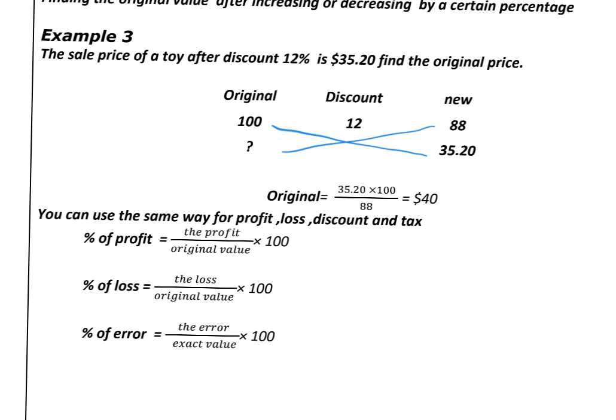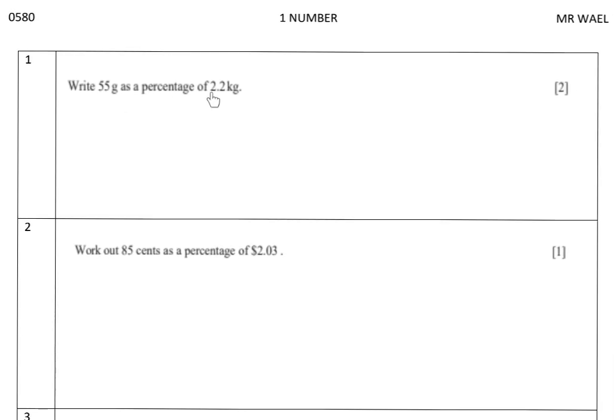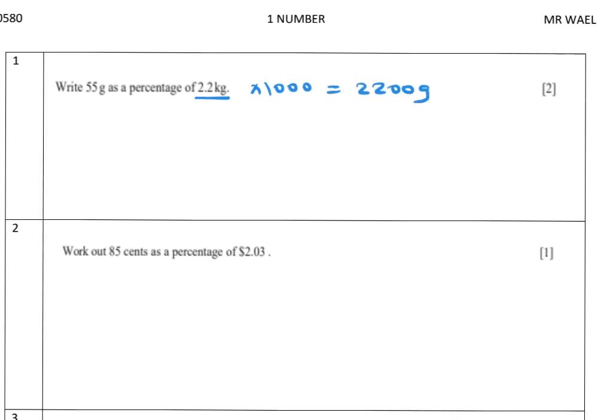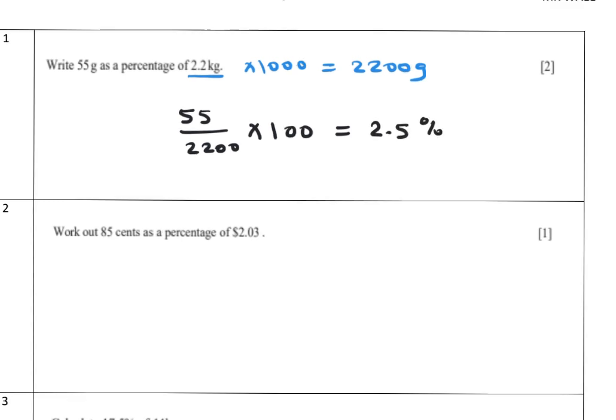Number 1, write 55 gram as a percentage of 2.2 kg. You need to convert kilogram to gram, so multiply by 1000. So this will be 2200 gram. To find the percentage, divide 55 over 2200 multiply by 100. So it equals 2.5%.